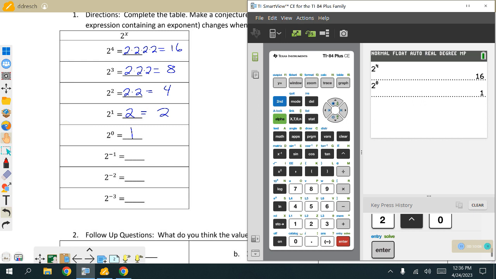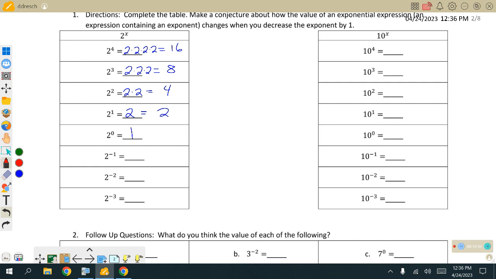All right, let's keep dividing by 2. Is it going to be negative 2? I don't know. Let's see. We're dividing by 2, right? We divided by 2. We divided by 2. We're taking 1 divided by 2. So what's 1 divided by 2, Victor?